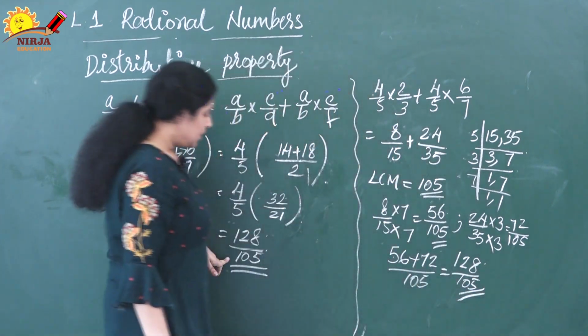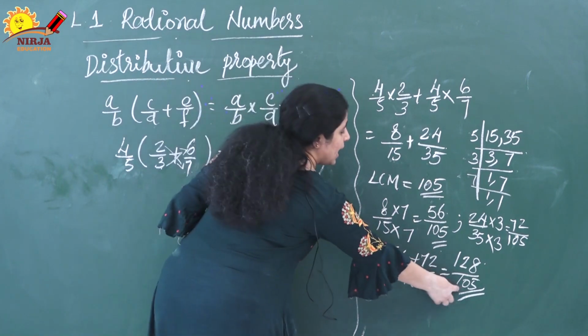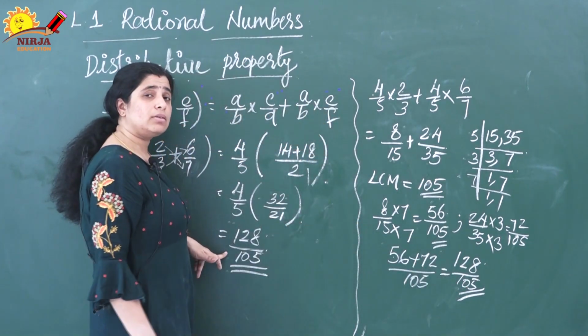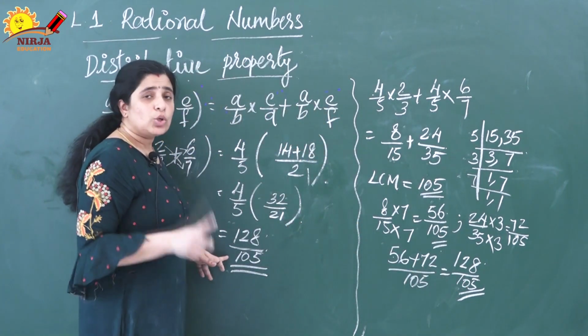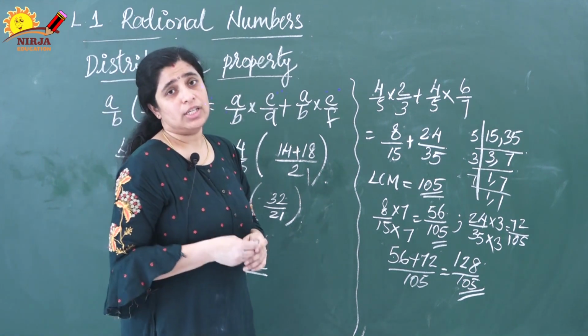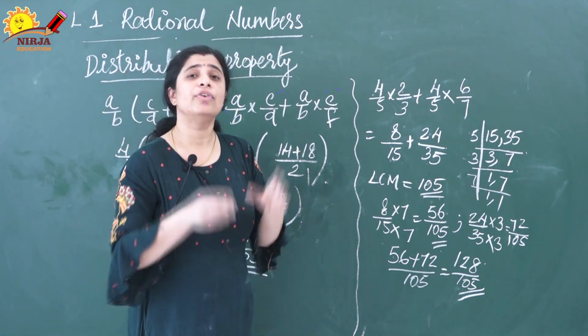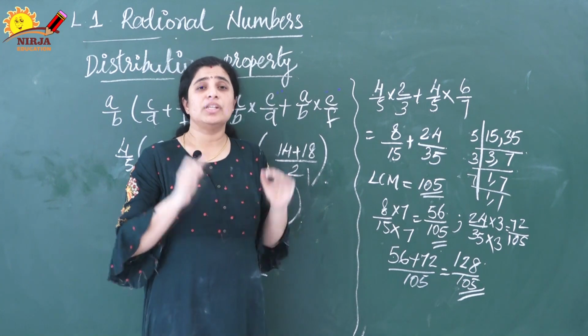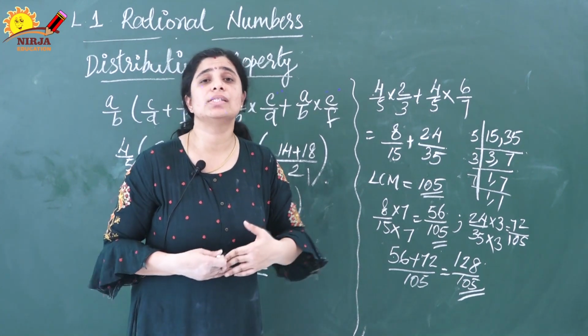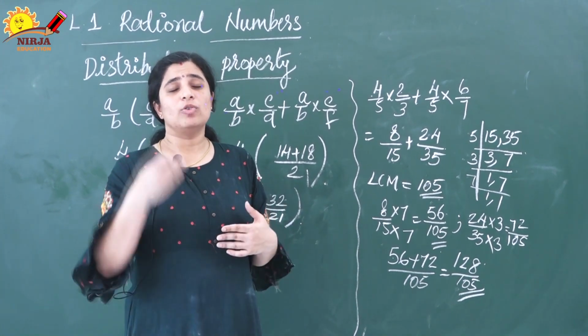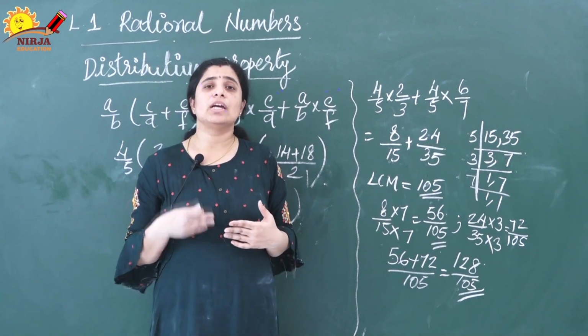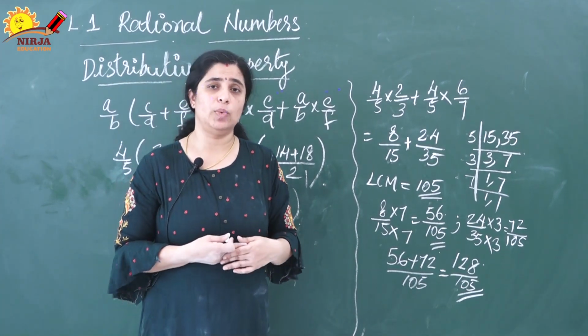Now you see LHS is equal to RHS. In both the cases you are getting the same answer. So the distributive property is true in the case of rational numbers. That means rational numbers satisfy the distributive property. Now we will discuss some other properties like multiplicative identity and everything.